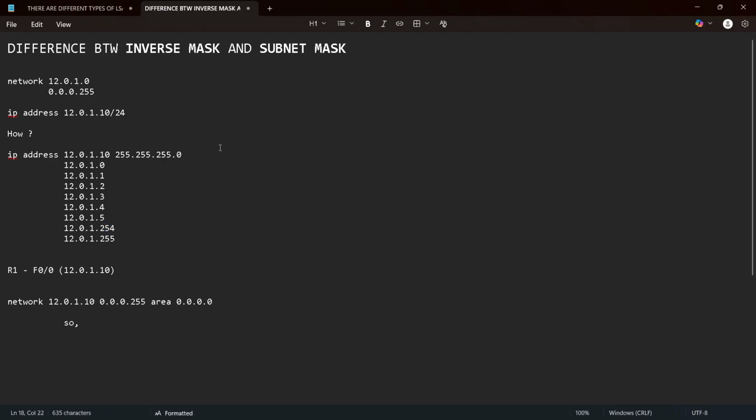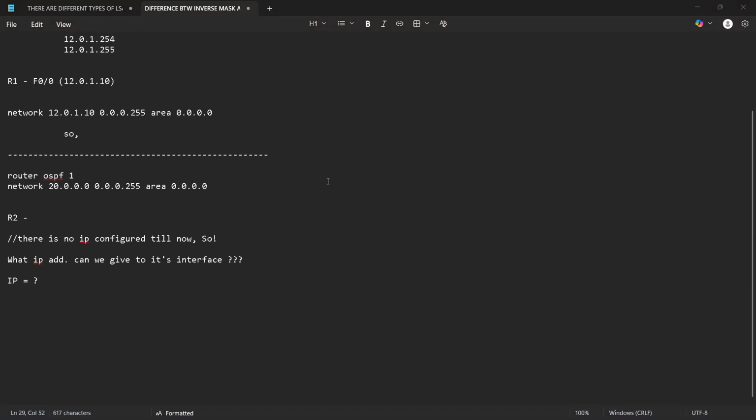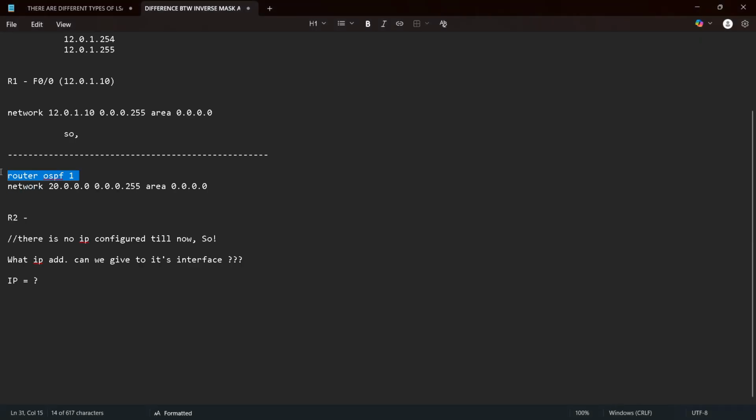Now if I want to give you another example, let's take router 2. So this was a command, right? Router OSPF with process ID 1, then network, and this is the network 20.0.0.0 along with not the subnet mask, but the inverse mask 0.0.0.255, along with the area and then area 0.